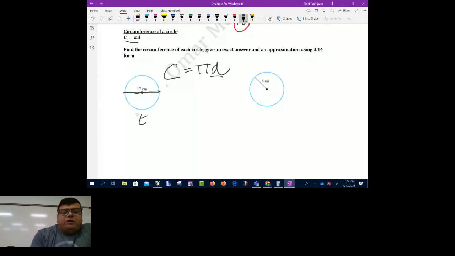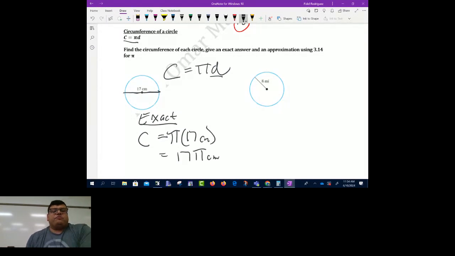So first, we're going to find the exact answer. The exact answer is going to be pi times the diameter, which is 17 centimeters. So the way we're going to write this, y'all, is 17 pi centimeters. I'm going to do the approximation in a second.